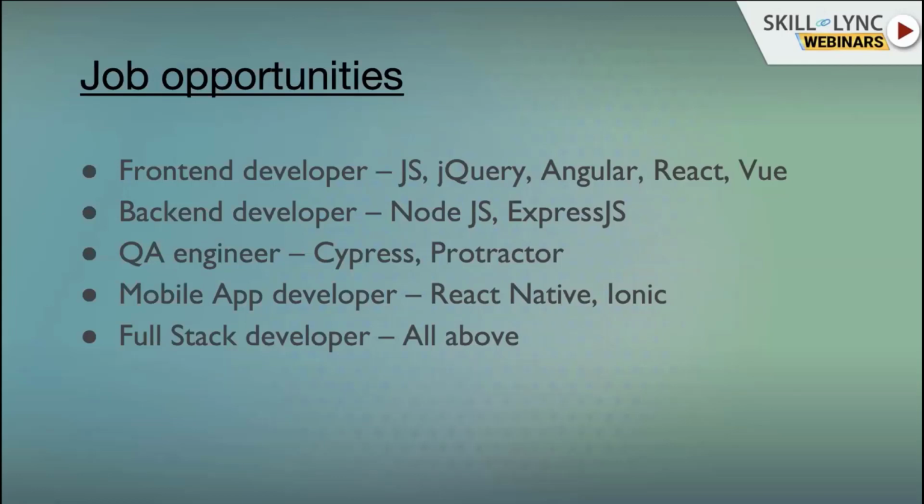And then the QA engineer. As a QA engineer, if you learn JavaScript and Cypress, there is an opportunity for you. And then there is a framework called Protractor, which is used for end-to-end testing, and which is also a JavaScript-based framework. And if you want to become a mobile app developer, then you can learn React Native and Ionic, which are JavaScript. If you know JavaScript, you can pick up any stream. You are not confined to only front-end development, or only back-end development, or only mobile app development. JavaScript is the base for everything.